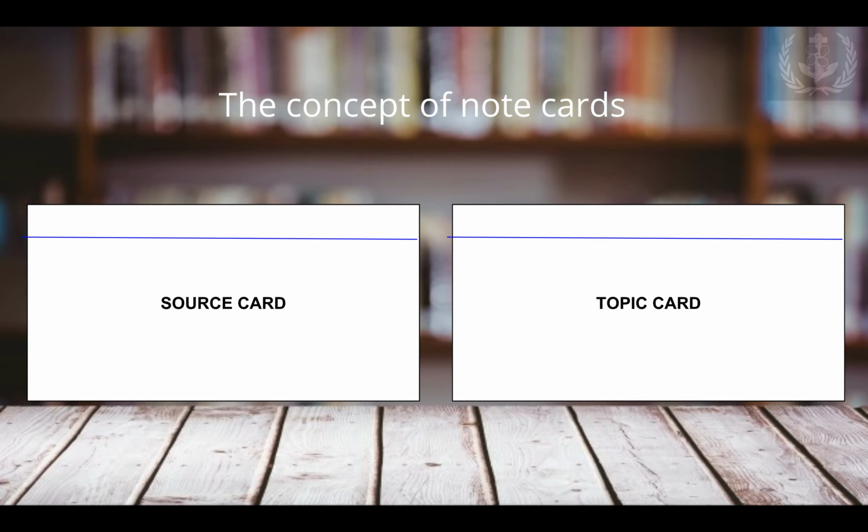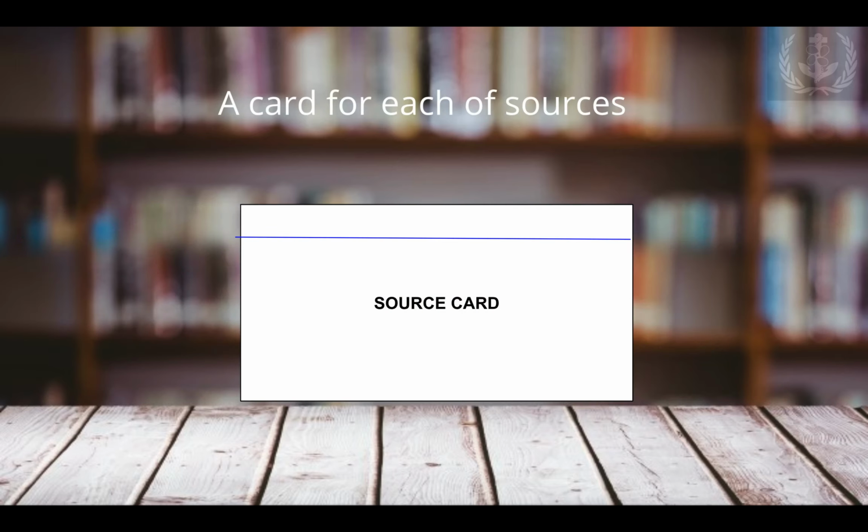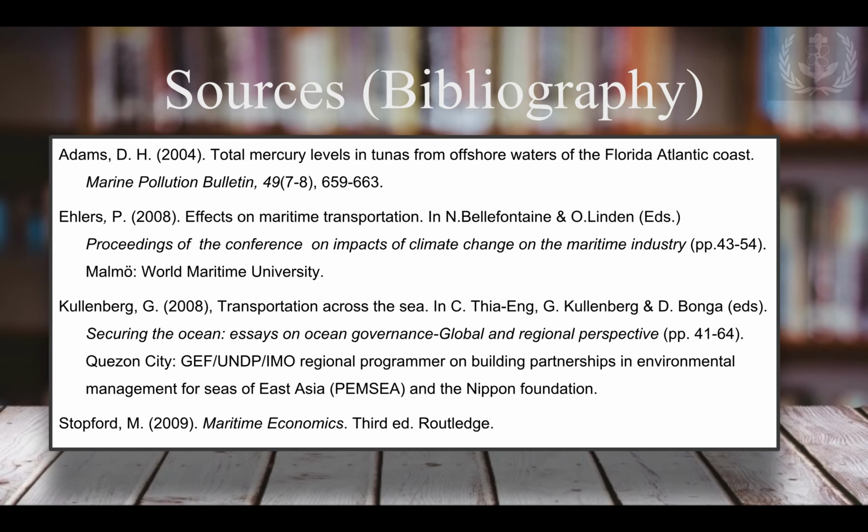You want to have two categories of cards, the source card and the topic or subject card. Let's start with the source card. When we say source, we mean the book or article that you are referencing. All of your sources should have a card, and there should only be one card per source.